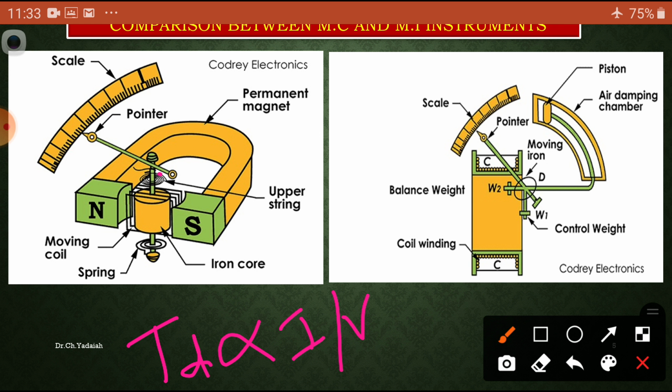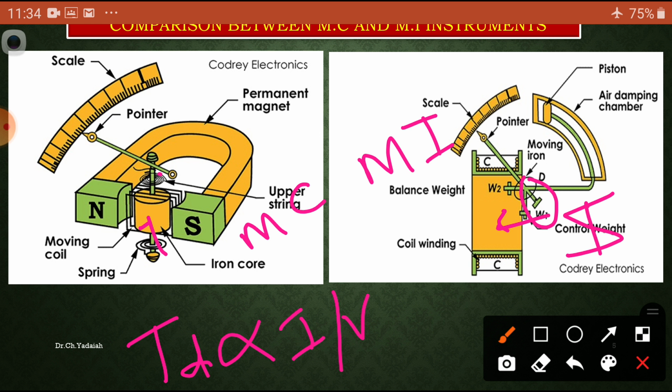Whereas in this case, a soft iron moves in the magnetic field. Here the coil moves, so that is why it is called moving coil, and here the iron moves, so moving iron. MC and MI. The first aspect is the deflecting torque: in the moving coil instrument the coil moves in the magnetic field, whereas in the moving iron the soft iron moves in the magnetic field.